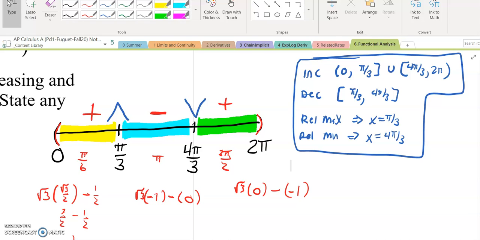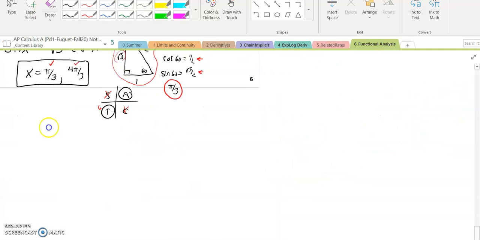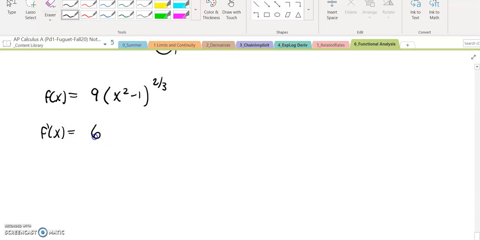To wrap up this video, I'm going to do a bonus example with you that is not in your notes, but we're going to check this one out because it has something different that the first 3 examples have not shown us so far. The example we're going to look at in this last problem is the following: 9 times parentheses x squared minus 1 raised to the 2/3. What we're going to do here is take its derivative. When I do that, we get 6 times parentheses x squared minus 1 to the negative 1/3. Because this is chain rule, we're going to multiply by 2x.